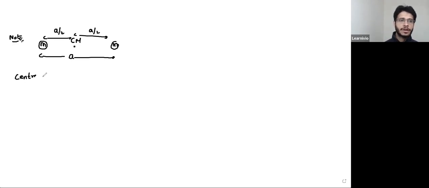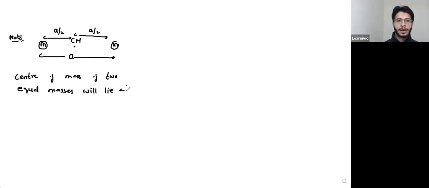So the center of mass of two equal masses will lie at their center. So if you have two equal masses, then the center of mass will lie at the center of the system.